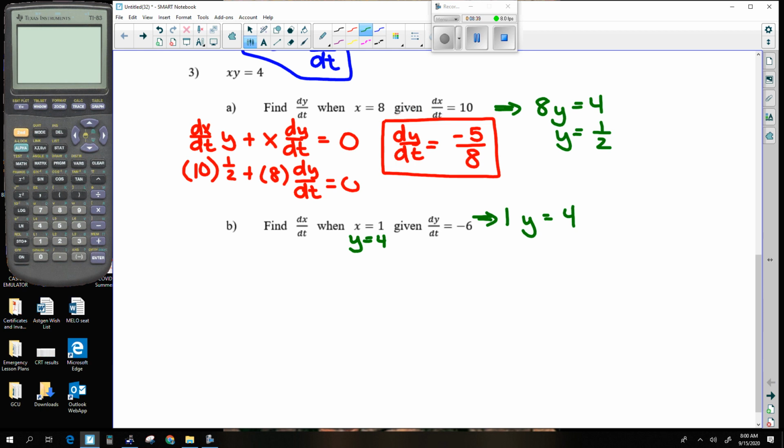All right, but again, back to the business at hand. So we want to know what is dx dt. So y is 4, plus x, which is 1, times dy dt, which is -6. And that's all equal to 0. -6, +6 divided by 4 is what, 3/2?